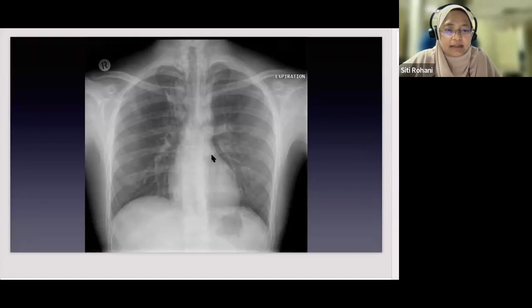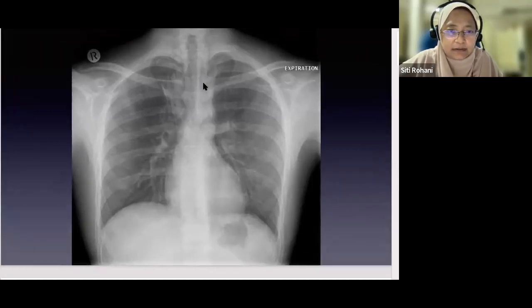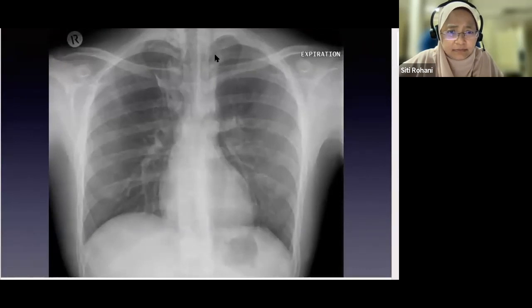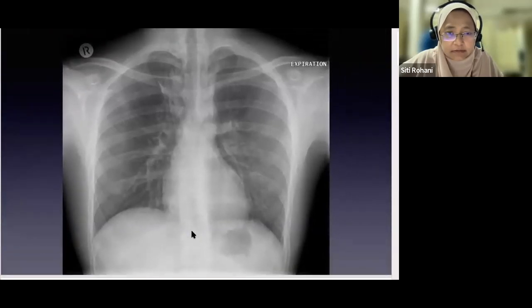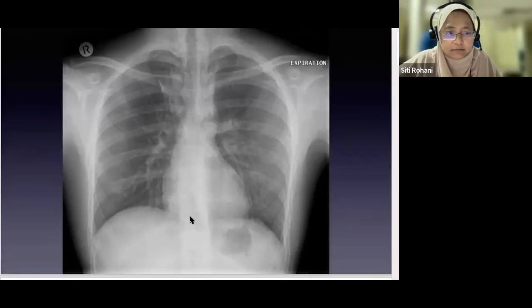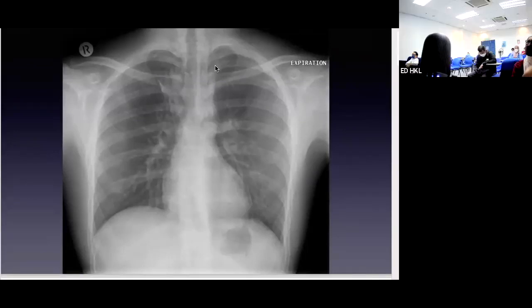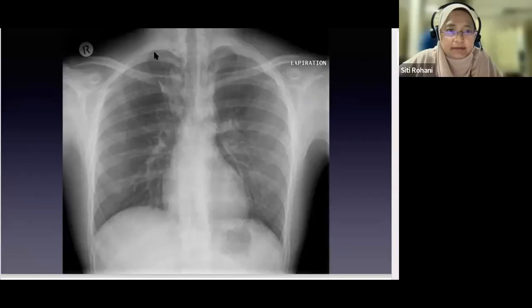Okay. The anterior junctional line is also outlined by air. Okay. Anterior junctional line would be this one. Okay, there is no extension to the neck, and this patient has an azygous fissure which is outlined by air.